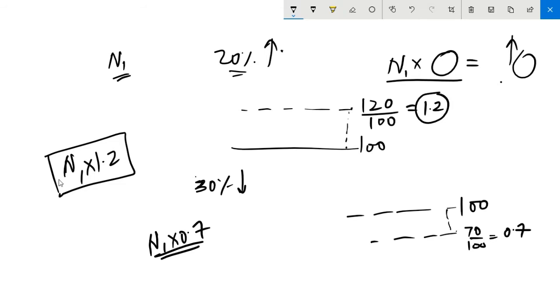Now understand again the fundamental concept. If you multiply something with more than one, the number increases. So it is 20% more than n1. And if you multiply something with less than one, the number decreases. So this is 30% less than n1. Okay, so I hope you understood this. So let us take a very basic example to understand the profit and loss concept.